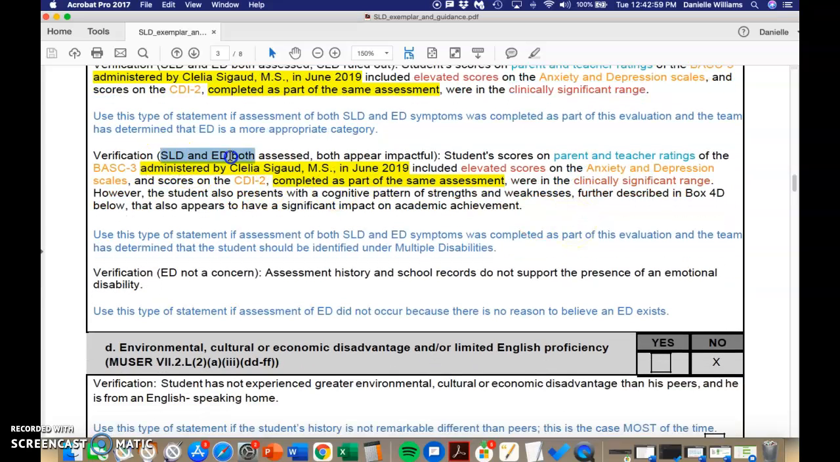If you're proceeding down a path that's more likely to be a multiple disabilities path, then you're going to use a verification statement similar to the one listed here. So they have clinically significant stuff. However, they also have a pattern of cognitive strengths and weaknesses, which we're going to talk about in the next section. So you would reference that in your verification statement.